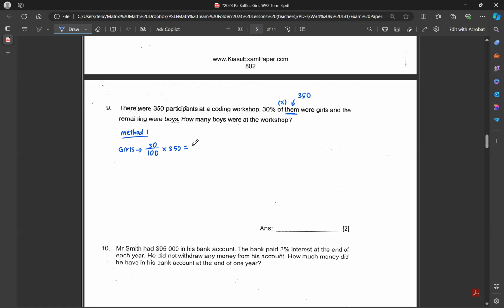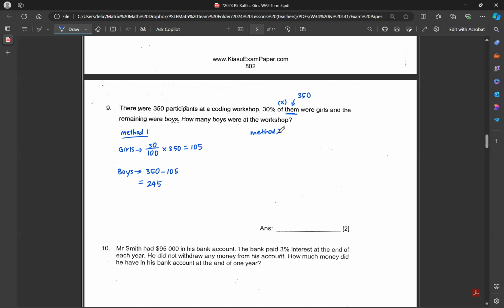Okay, so if you calculate this, this will be 105 girls. So now you want to find out the number of boys, you can just go on to subtract 350 minus 105. So that would be 245 boys.